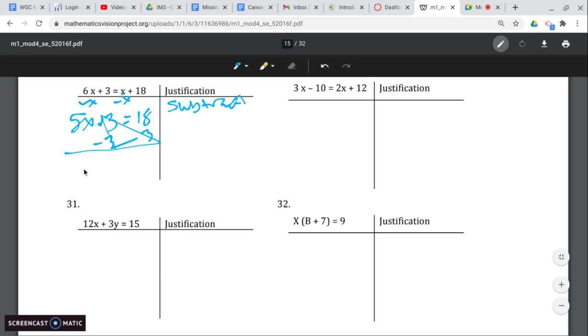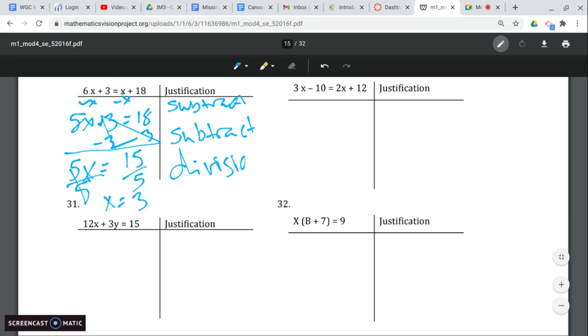This cancels, so we have 5x equals, we're subtracting 3, so 15, so another subtract. And then we divide by 5, so x equals 3, and we have our division. So some of these are going to involve more steps than others. And the last one we're going to look at is 32.